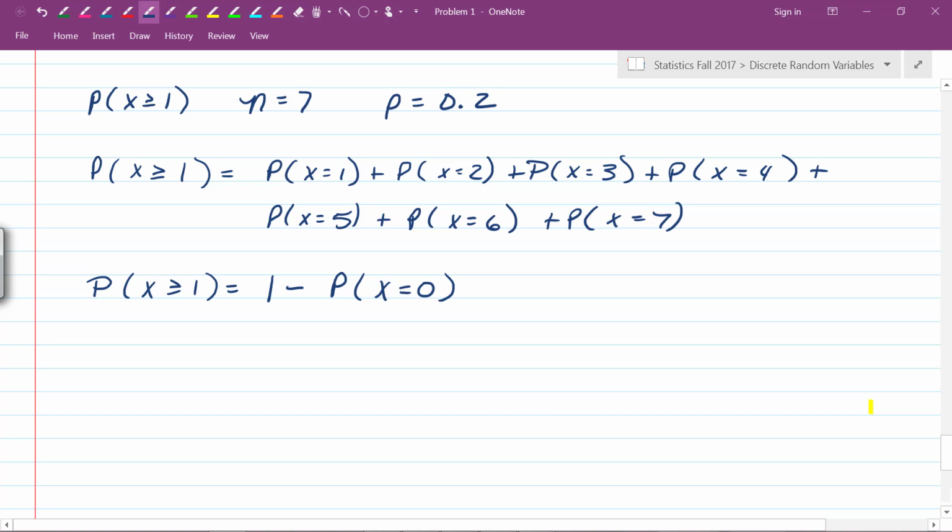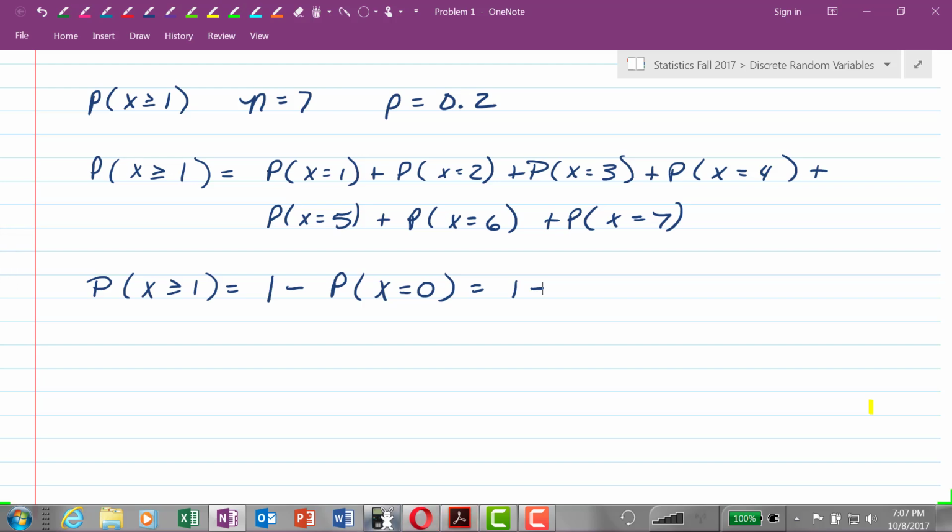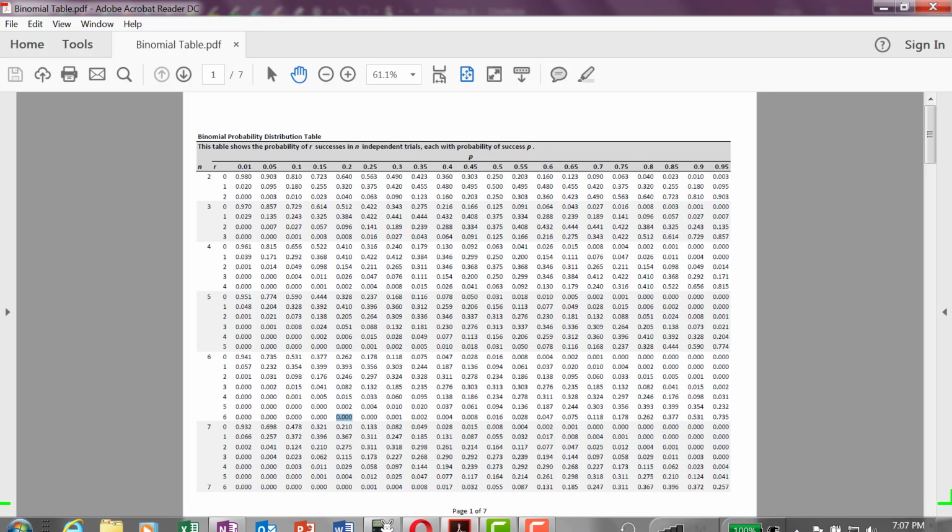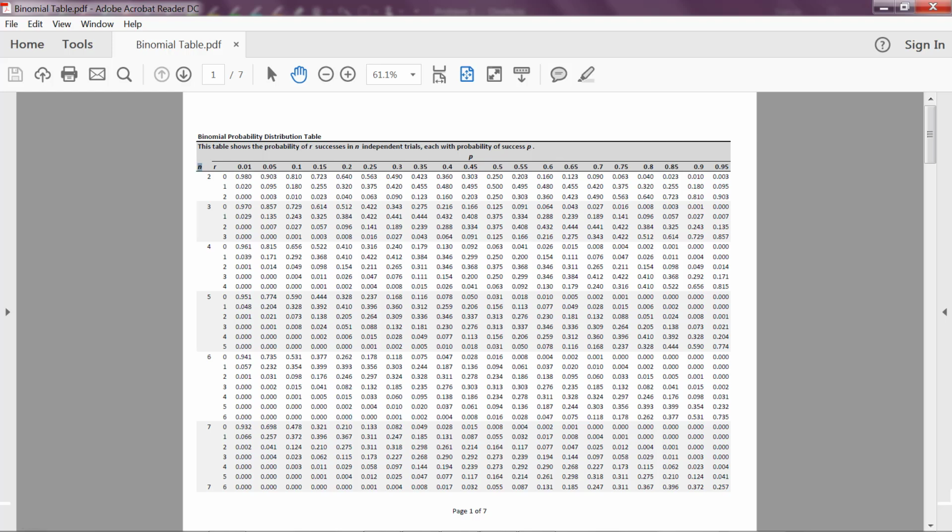So it's 1 minus, now let's look, we have n equal to 7 and p equal to 0.2, and we're going to look up the probability that x is equal to 0. So let's look that up. We're going to come down here. Here's my n, and we're going to find n is 7. And our p is 0.2. Whoops, sorry, I highlighted way too much. We come in, and x, or r in this case, as it's titled in here, is equal to 0. We look at the intersection, and there we have it. So the probability that x equals 0 is 0.21.